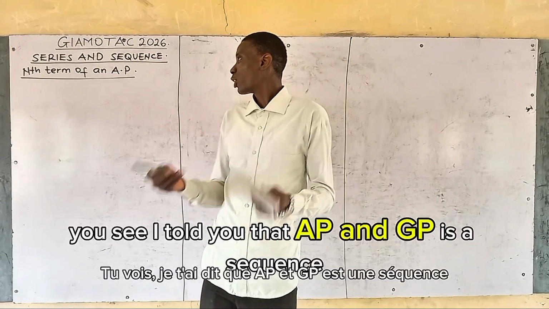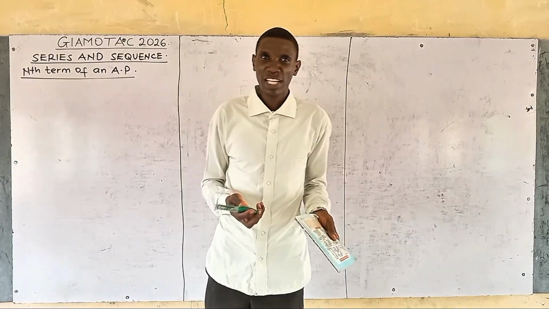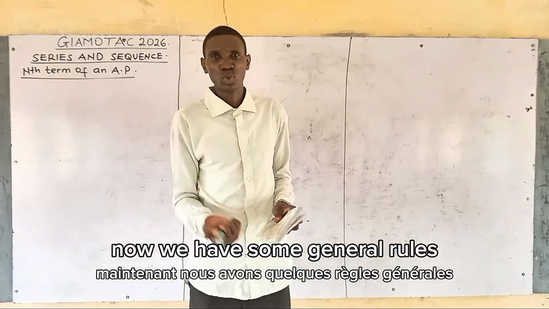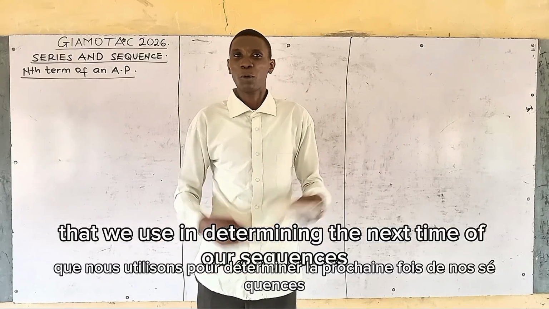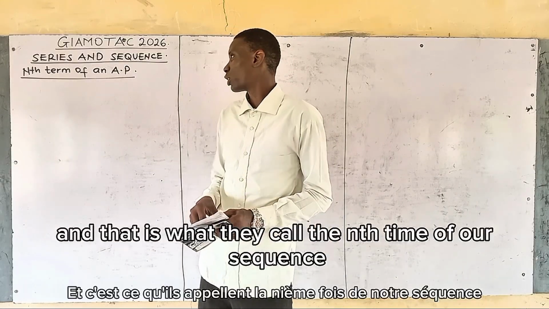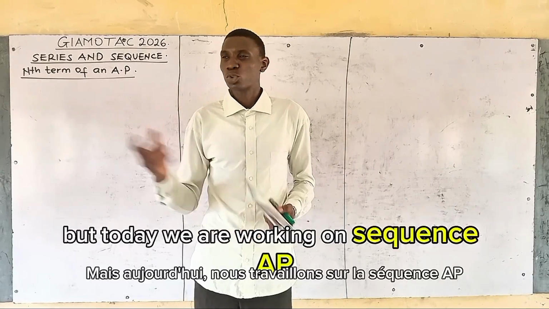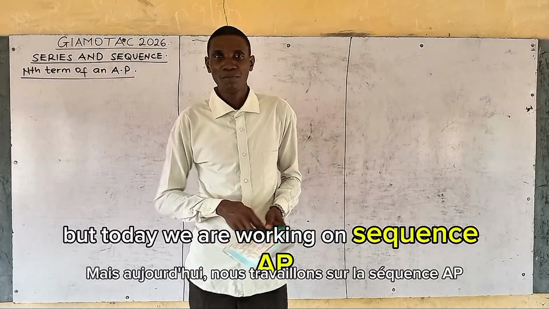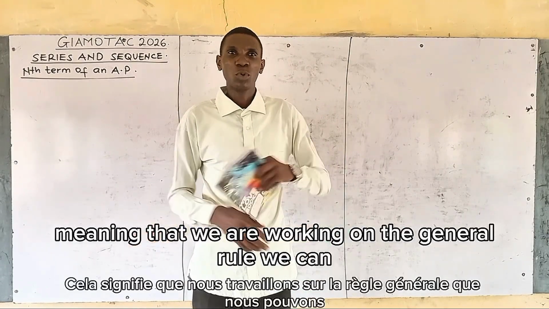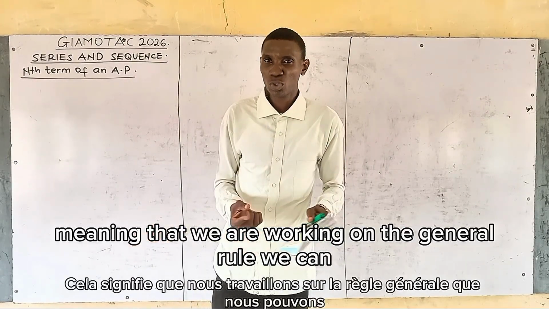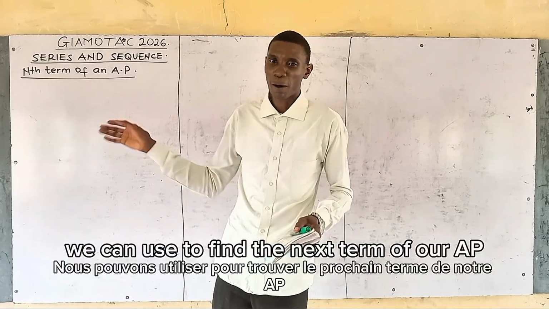I told you that AP and GP are sequences. Now, we have some general rules that we use in determining the next term of our sequences, and that is what we call the Nth term of our sequence. But today we are working on the sequence AP, and that is why we are working on the Nth term of an AP, meaning that we are working on the general rule we can use to find the next term of our AP.